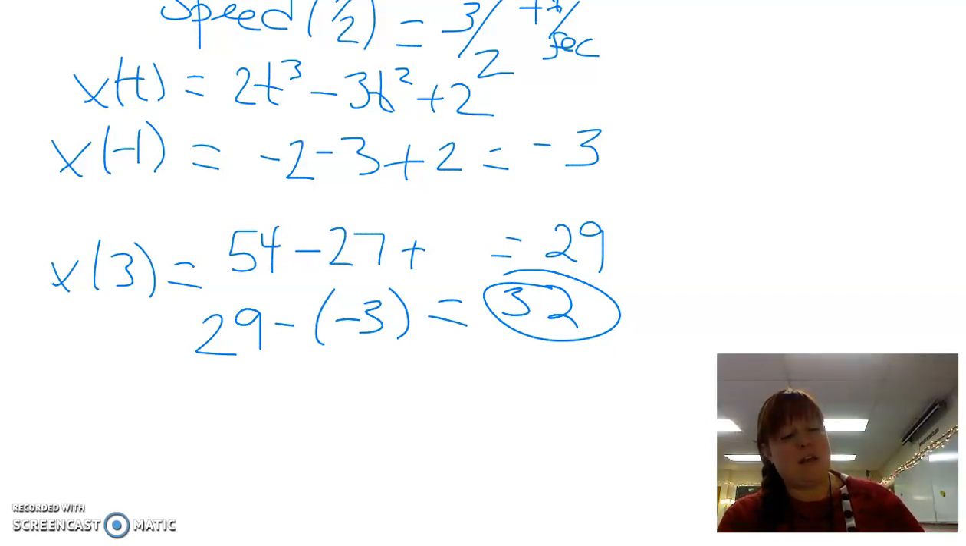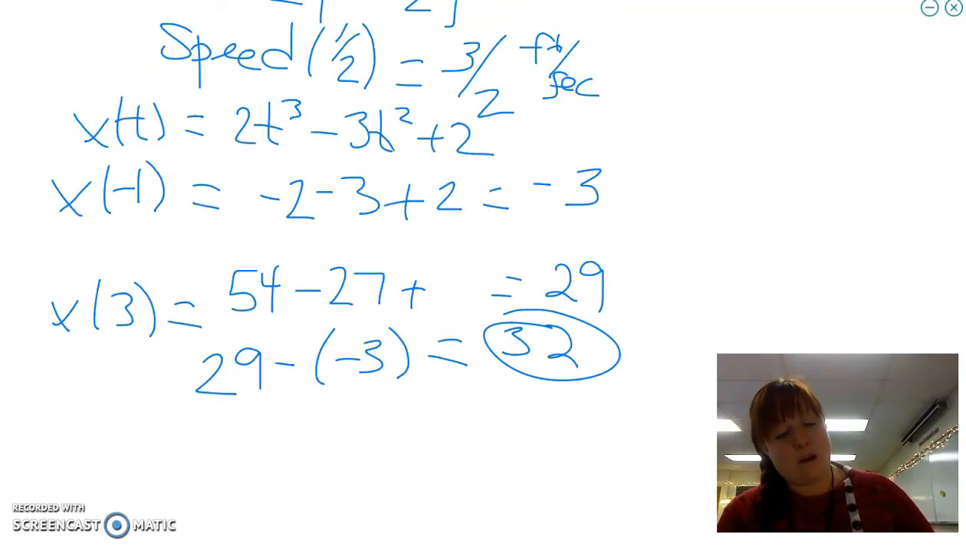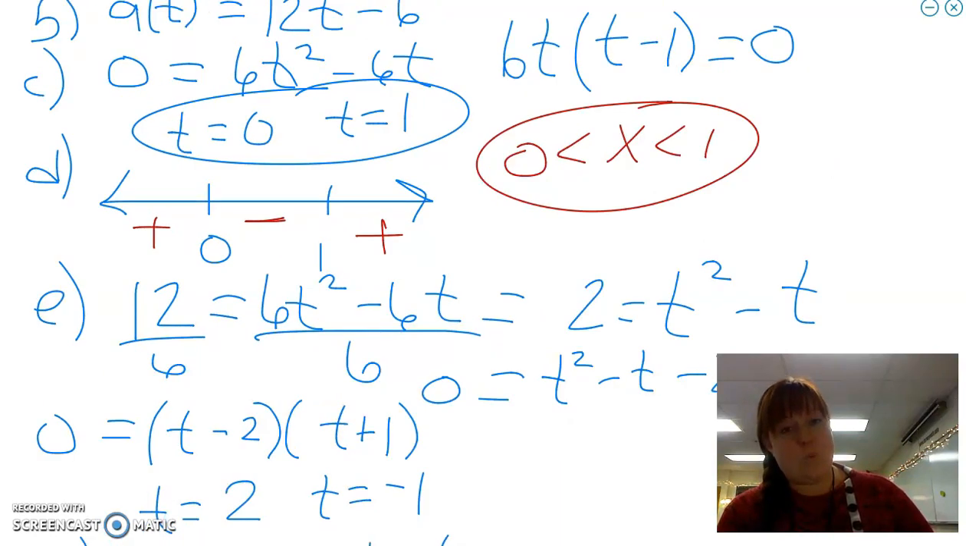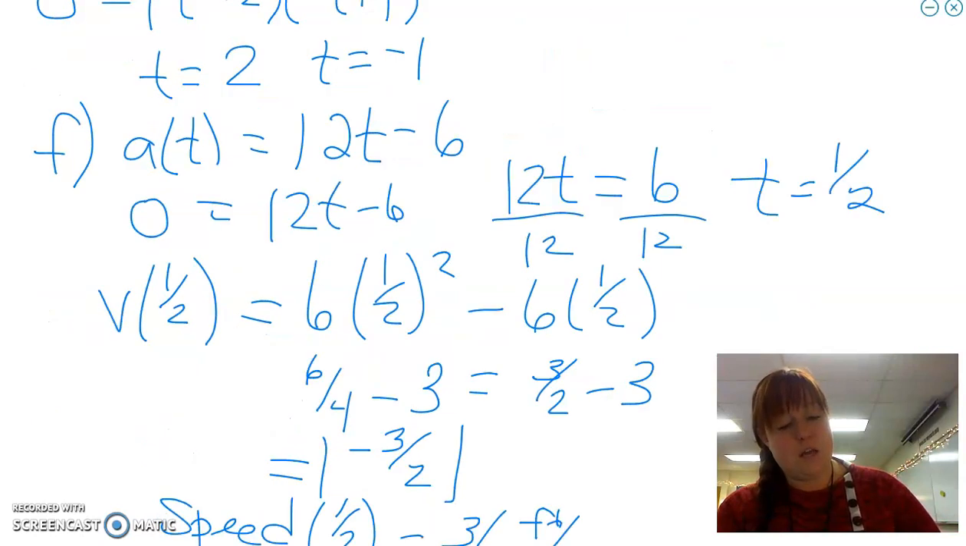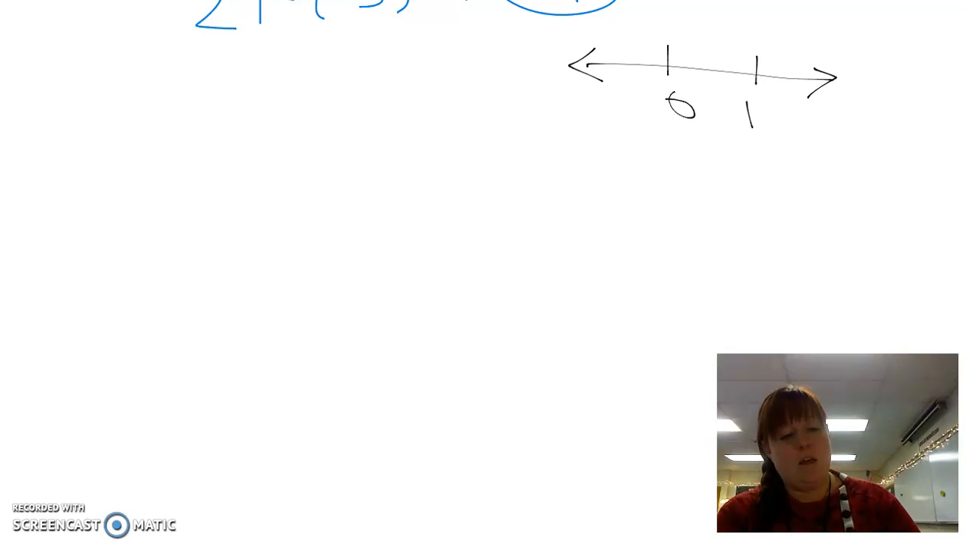Okay, now this is the one that I thought I was supposed to be doing. I am supposed to be doing now. What is the total distance traveled? Okay, so we come back up here and we see that it changes direction at 0 and 1. So we're going to remember that. At 0 and 1, it changes direction. So I'm going to redraw that for us right here. Okay, at 0 and 1, it changes direction.